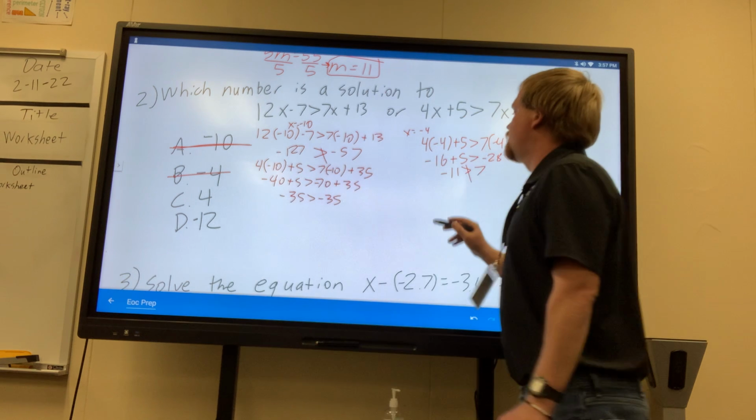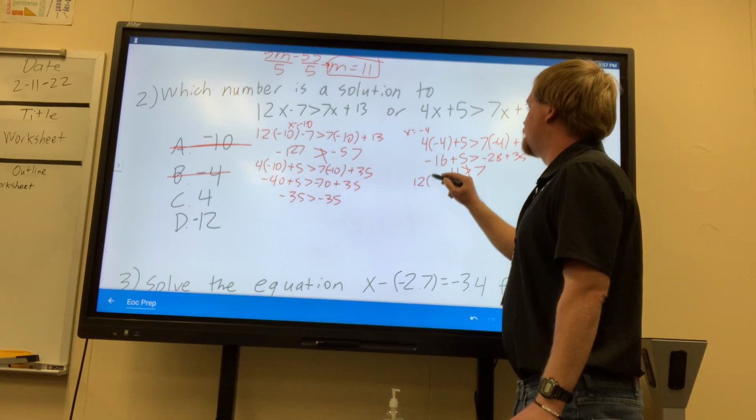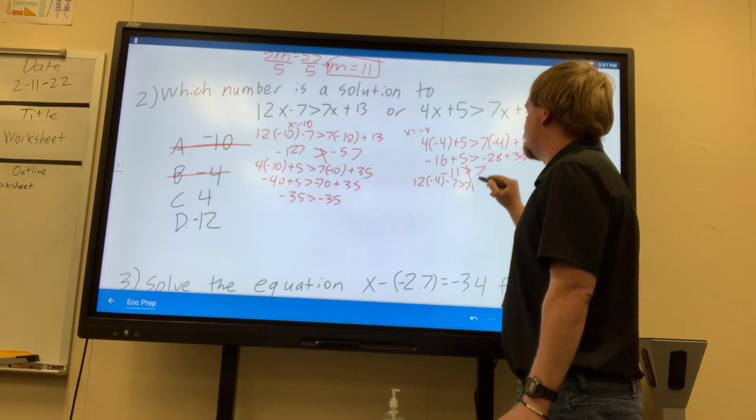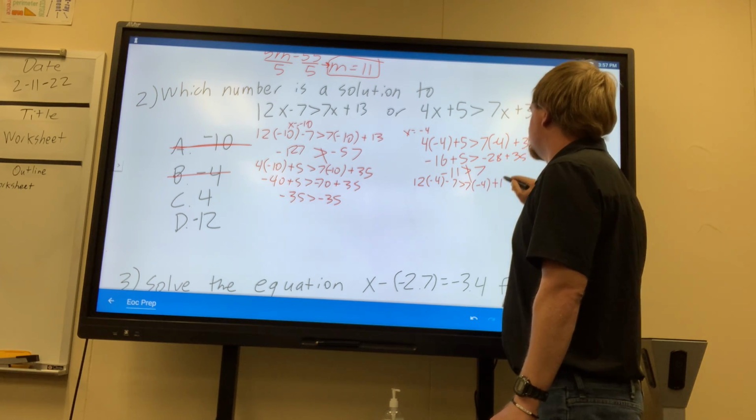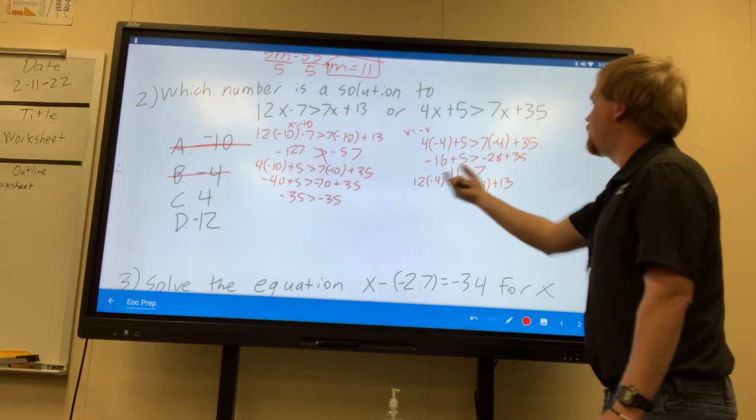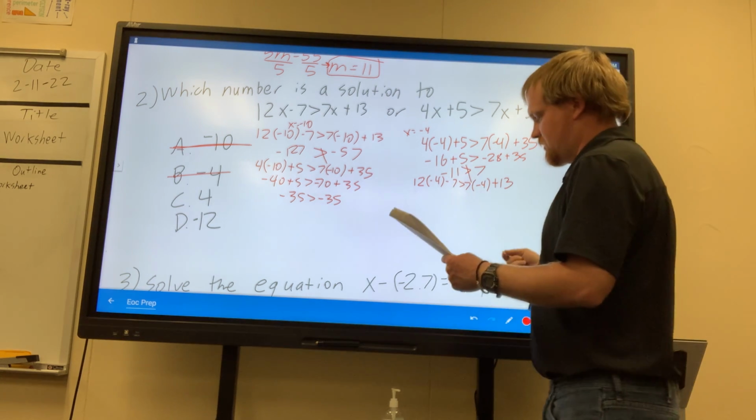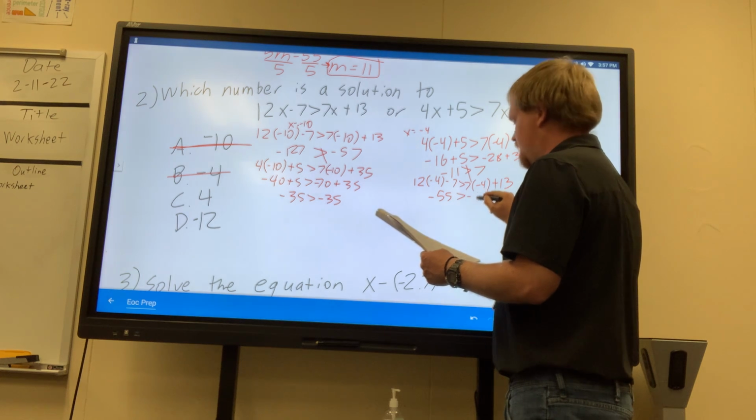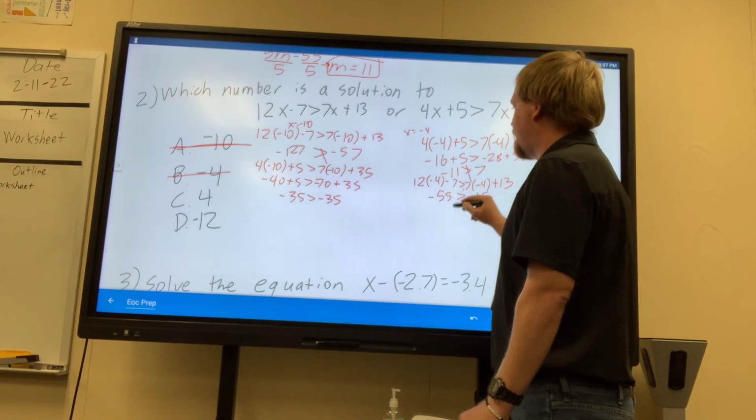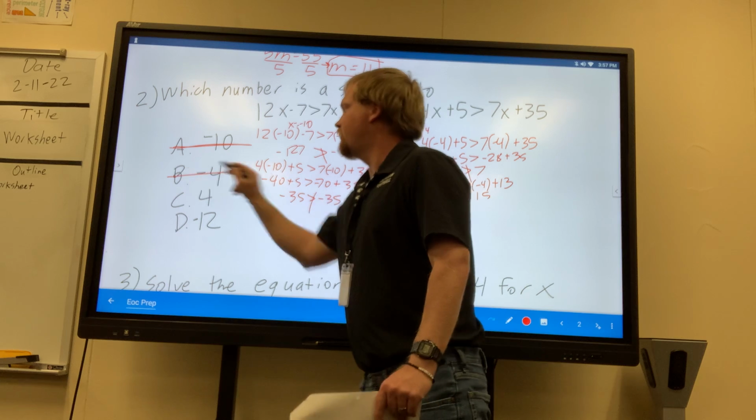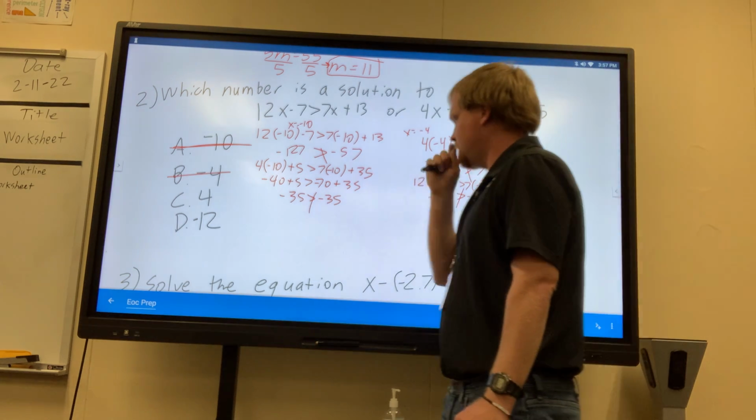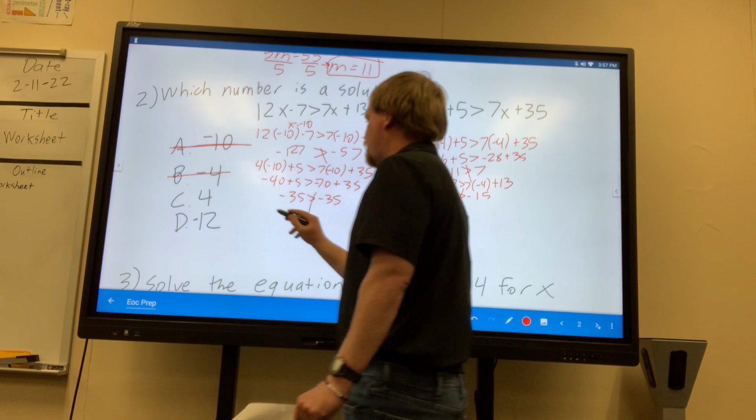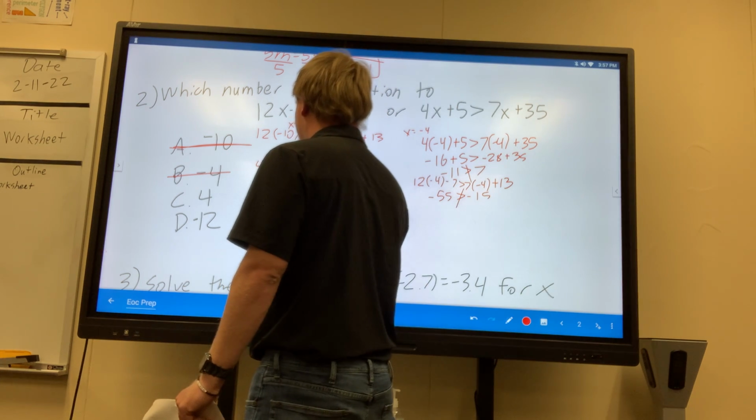But now, just to make sure about the other one, and I'll speed this up, if I plug in the values accordingly, this is what I would get. -55 greater than -15. Well, that's not true at all, so -4 doesn't work. Okay? Now next, we want to try x equals 4.